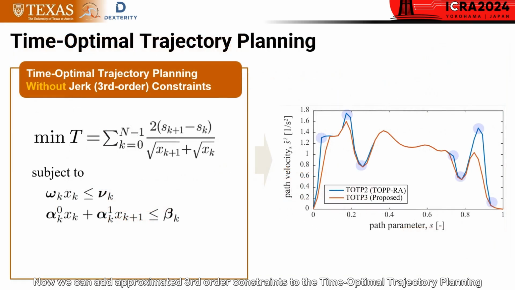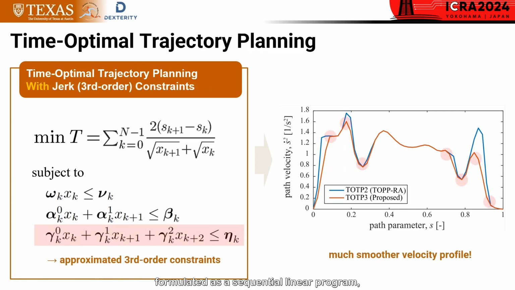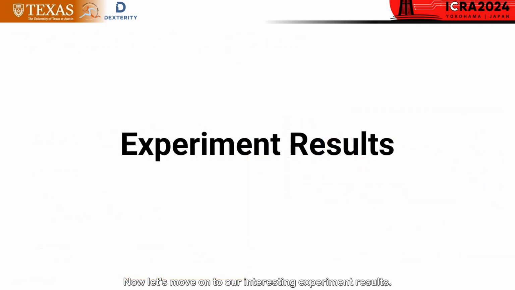Now we can add approximated third-order constraints to the time-optimal trajectory planning, formulated as a sequential linear program where the linearization is required at every iteration until convergence. This enables the trajectory to maintain a significantly smoother velocity profile, as demonstrated by the plot figure on the right. Now let's move on to our interesting experiment results.